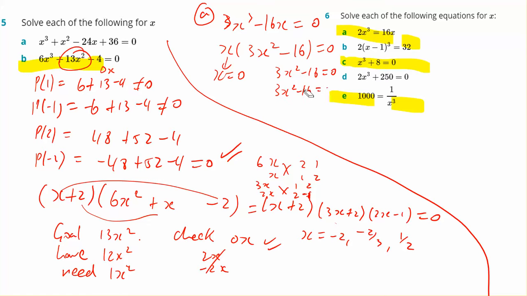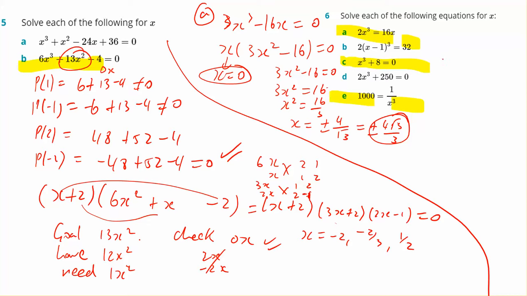So we're just applying the null factor law, basically. 3x squared equals 16. I'm going to divide both sides by 3, and I'm going to square root both sides. So x equals plus or minus square root of 16 over 3, which is 4 over root 3. Okay, and the book might rationalize this, so they might go 4 root 3 over 3. So you've got 3 solutions.